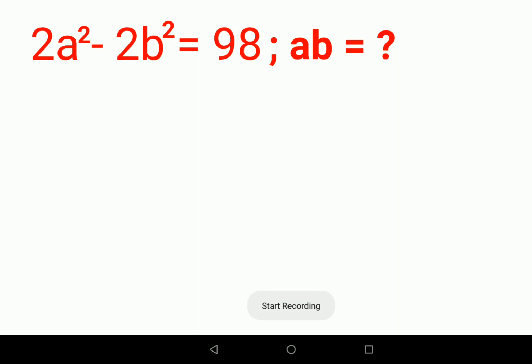Welcome everyone. So today we are going to understand how to solve this kind of a problem where we have 2a² − 2b² = 98, and we need to find the value of a × b, and they have given that both of them are greater than 0.